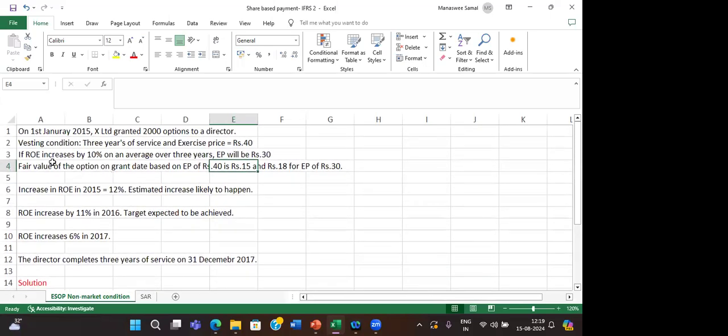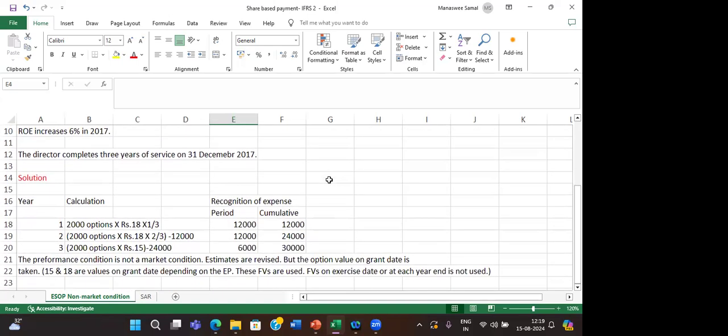You said if the average increase will be 10%, then the exercise price will be 30, and based upon that, the fair value is 18. So out of 15 and 18, we have chosen 18 because we said the 10% increase is still likely to happen. Therefore, 2000 options into rupees 18. And since the vesting period is 3 years, one third you must charge to the P&L of that year. So 12,000 US dollar you have to charge to the P&L. That is one third of the total options value, ungranted.